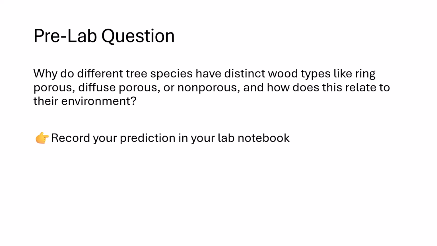Before we get started with the activity, answer this question. Why do different tree species have distinct wood types like ring porous, diffuse porous, or non-porous, and how does this relate to their environment? As you think about this, consider how water availability, climate, and growth patterns might influence how a tree builds its xylem. Ask yourself why some trees might benefit from large vessels while others rely only on tracheids. Try to connect wood structure to environment and function.